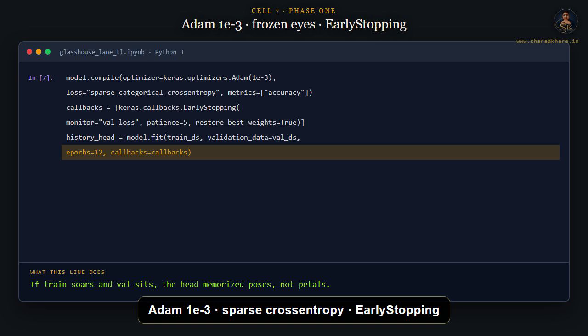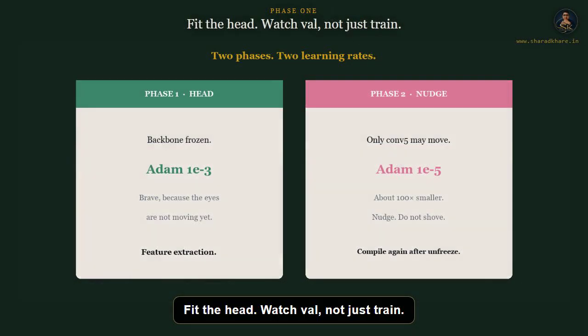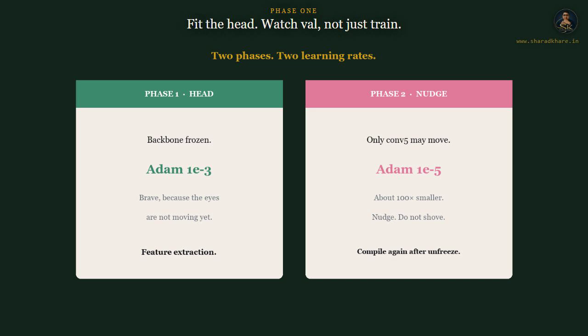Restored best weights puts back the quietest val loss, not the last noisy epoch. Then you fit 12 epochs on the training set with validation beside it, and that early stop watching. 12 is a teaching number for the head. Watch val accuracy. If train soars and val sits, the head memorizes poses, not petals.